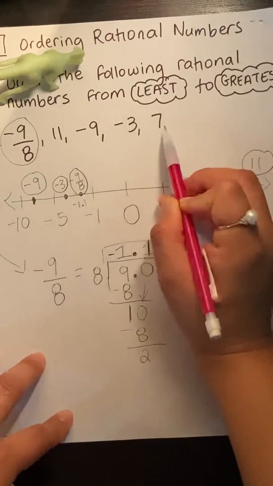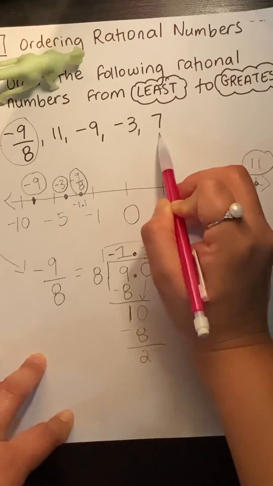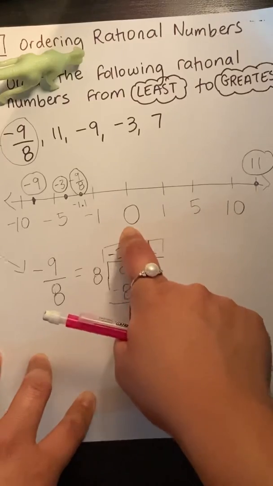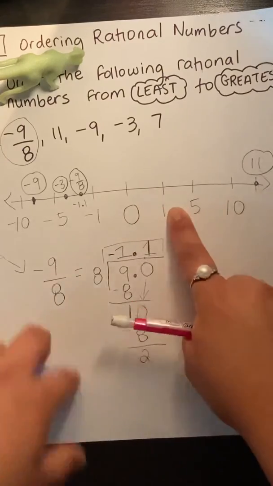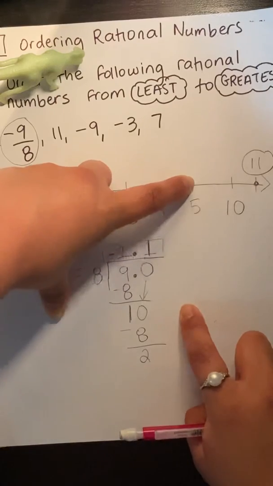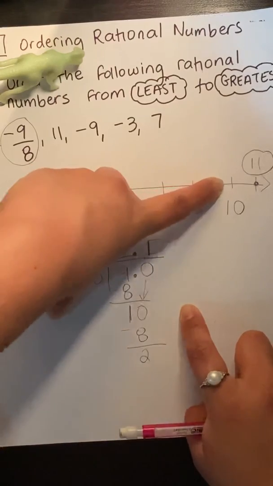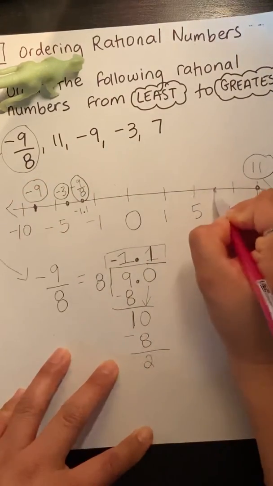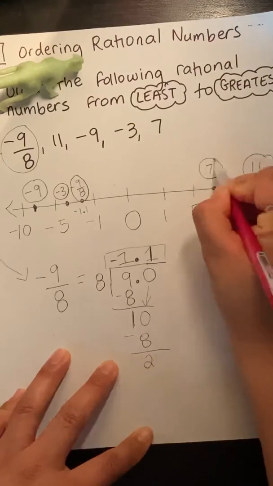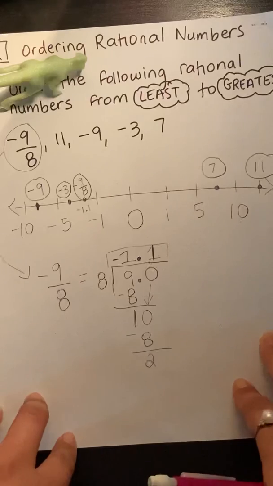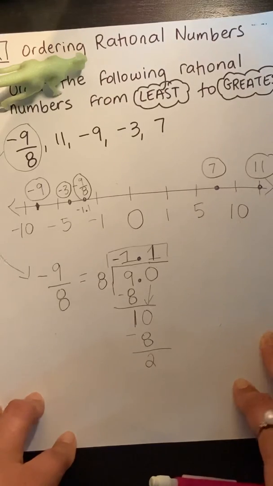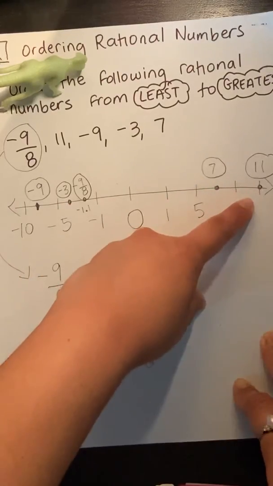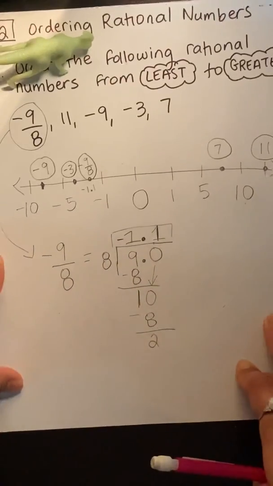My last number is 7, and it's positive. So when I start at 0, I will be moving to the right. Moving to the right, I'm going to pass 1. I'm going to continue moving. I am going to pass 5. Continue moving, but I am not going to pass 10. 7 is in between 5 and 10. And so it's not too bad. That's a number that we've been working with for almost all of our lives. Okay, so I have now plotted my 5 numbers. I am ready now to write them down in a list.